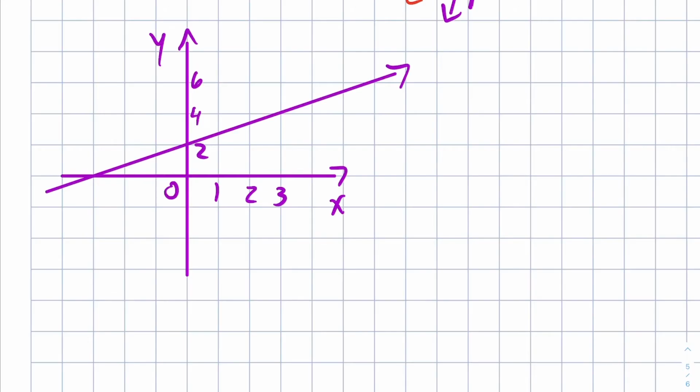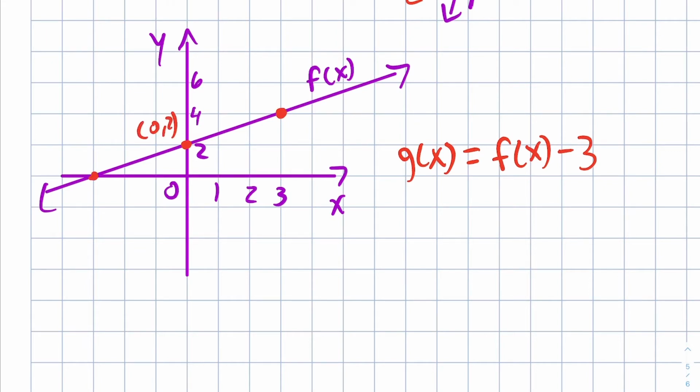Let's start again, but this time let's start from a graph. The purple line is going to be f of x, and we're going to make a new line called g, and what that one's going to do is take everything on f of x and subtract 3. So let's get some points from f. We have (0, 2), (3, 4), and (-3, 0).